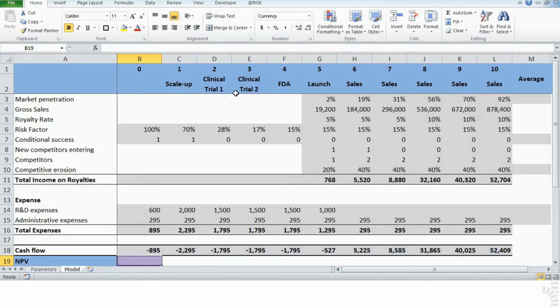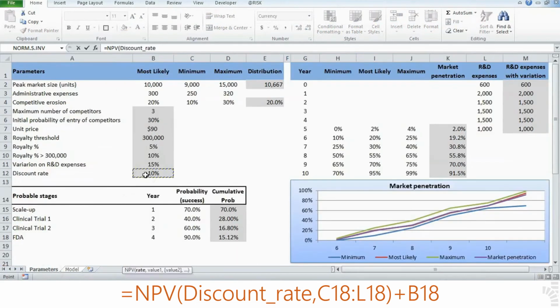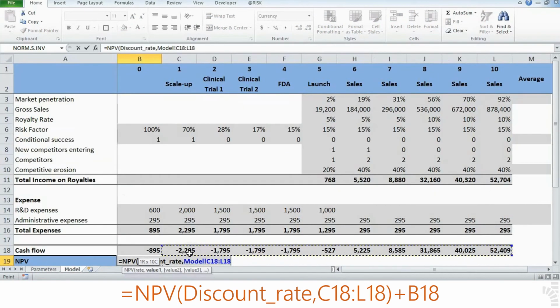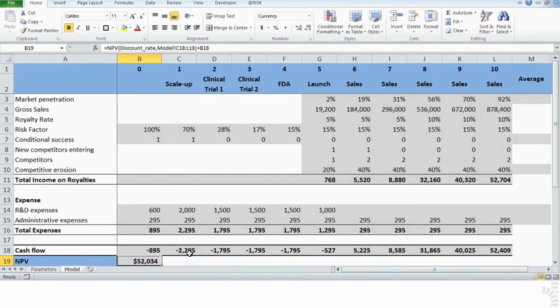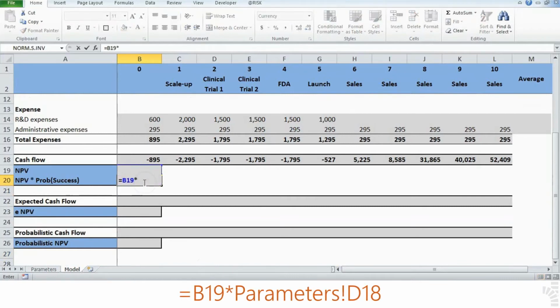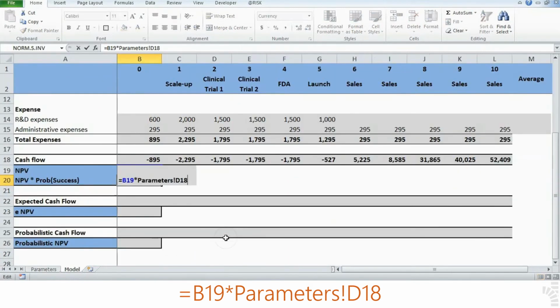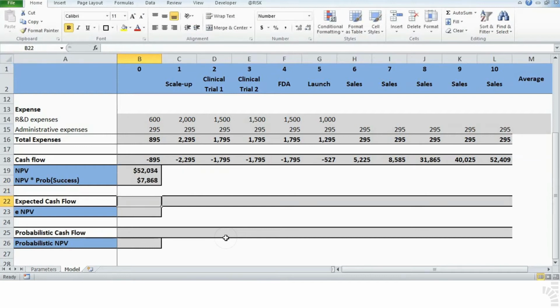65. On cell B19, we calculate the project's NPV with the following formula: equals NPV(discount rate, C18:L18) plus B18. 66. On cell B20, we calculate a first approach for ENPV with the formula: equals B19 times Parameters D18. Basically, this formula multiplies NPV times the cumulative probability of success, in order to obtain a first approximation of risk-adjusted NPV. We will see later on why this approach is incorrect in at least 2 ways.